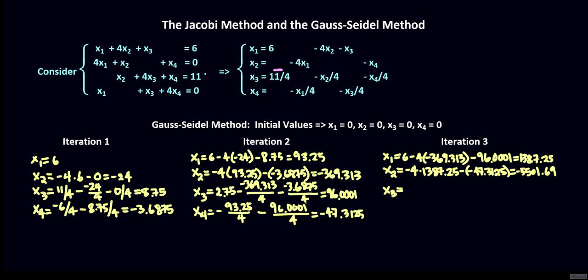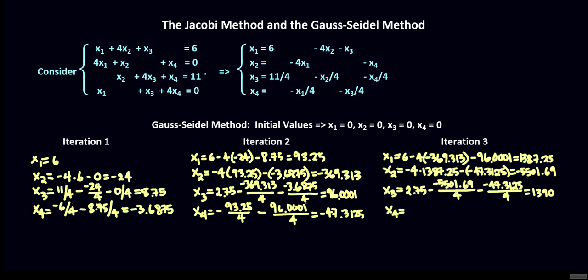X sub 3 will be 11 over 4 or 2.75. Minus x sub 2 divided by 4. X sub 2 is now minus 5501.69. Minus x sub 4 over 4. X sub 4 is minus 47.3125. So that x sub 3 will be 1390.